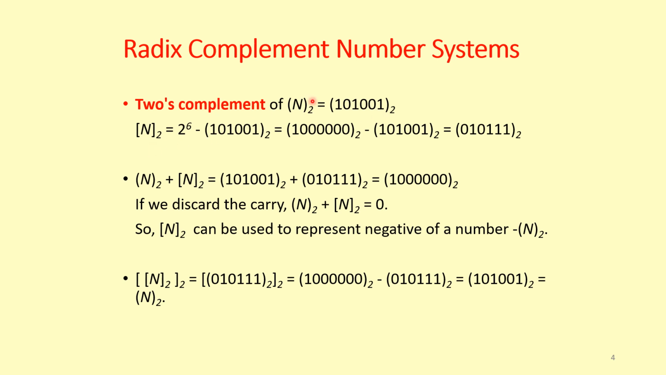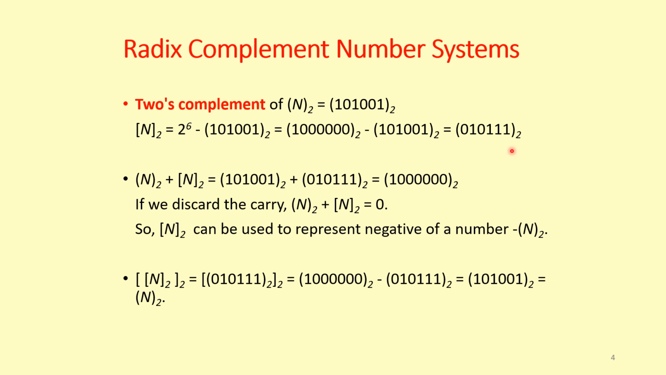So the complement of this number is given inside the square bracket of 2. Here how many digits are there? 1, 2, 3, 4, 5, 6 digits are there. So the complement of the number is 2 to the power 6 minus the number. 2 to the power 6 is 64. 64 minus 41 is 23. So the complement of 41 is 23 in 6 bits of representation.